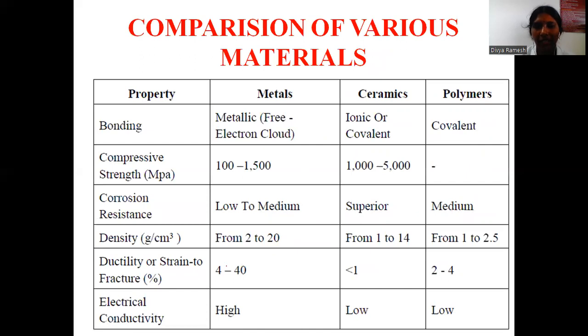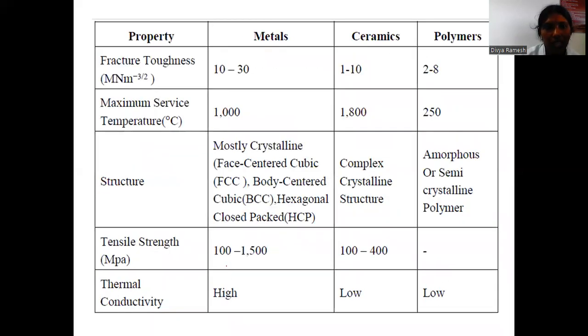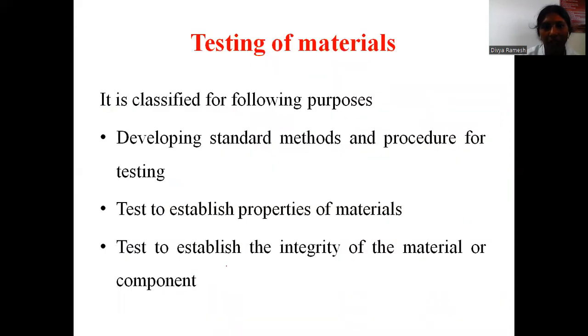The electrical conductivity of metals will be high. In terms of ceramics and polymers, the electrical conductivity will be low. For fracture toughness, metal cannot be easily broken, but ceramics and polymers can be broken. So that's why the fracture toughness will be low in ceramics and polymers when compared to metals. Next, the thermal conductivity will be high in metals and low in ceramics and polymers.